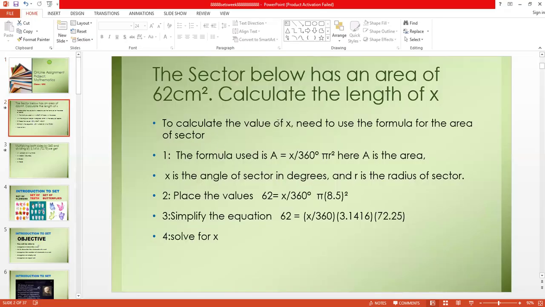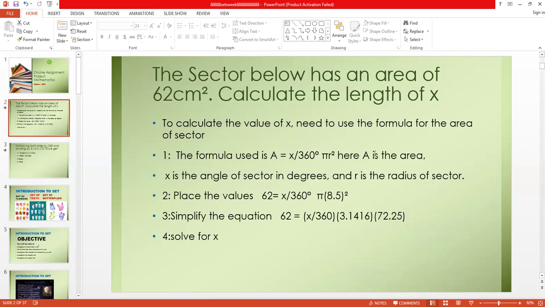First of all, to calculate the value of x, you need to use the formula for the area of sector. Okay, what is the first step? You must apply the formula used for area of sector, and all of you know the formula for area of sector. That one is A is equal to x over 360, because the complete circle is of 360 degree, and that portion which we have to find is x. So you have to use A is equal to x over 360 degree multiplied by pi r square. This is the formula for finding the value of x.